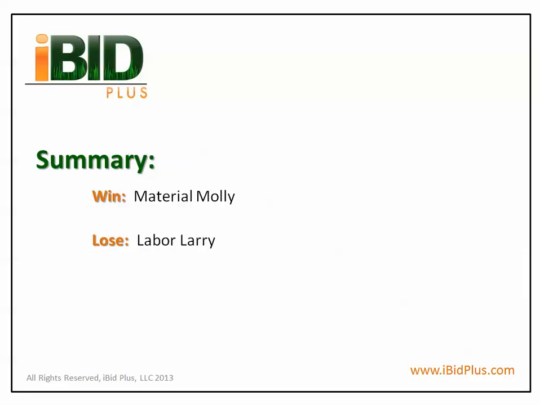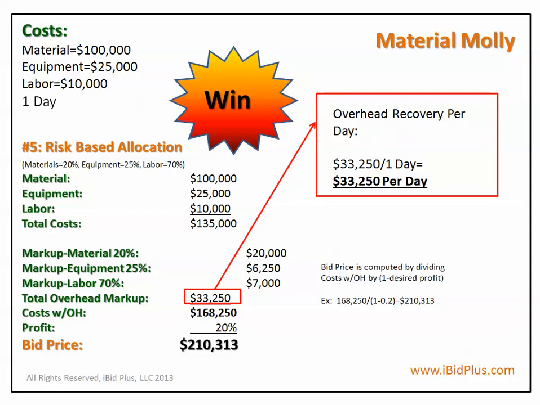Now, we need to ask, what does all this mean? In summary, by using our risk-based allocation method, we win the Material Molly job and lose the Labor Larry job. Let's look at this in summary and see what the advantages are. This is a screenshot of the previous slide we looked at. With the Material Molly job, although we're only recovering $33,000 in overhead, this job will only take us 1 day. Thus, we will recover $33,000 in 1 day of overhead. That is why, although the overall markup may be smaller on this job, we can quickly recover our overhead by winning multiple jobs such as this.